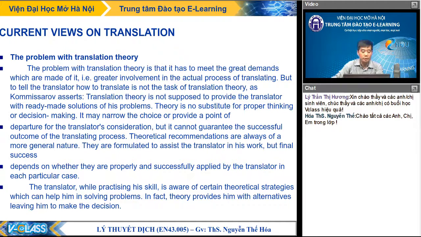And now we have some problems with the translation theory. The problem with translation theory is that it has to meet the great demand which has been made of it. Greater involvement in the actual process of translating, but to tell the translator how to translate is not the translation theory.